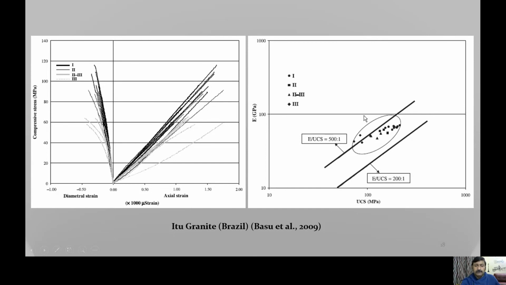And then when modulus ratio was plotted with reference to UCS, we got the distribution of this modulus ratio with reference to these two lines like this. So it is pretty close to the boundary line which is indicated by 500 to 1. So that is the distribution of the data with reference to modulus ratio as far as the E2 granite is concerned.